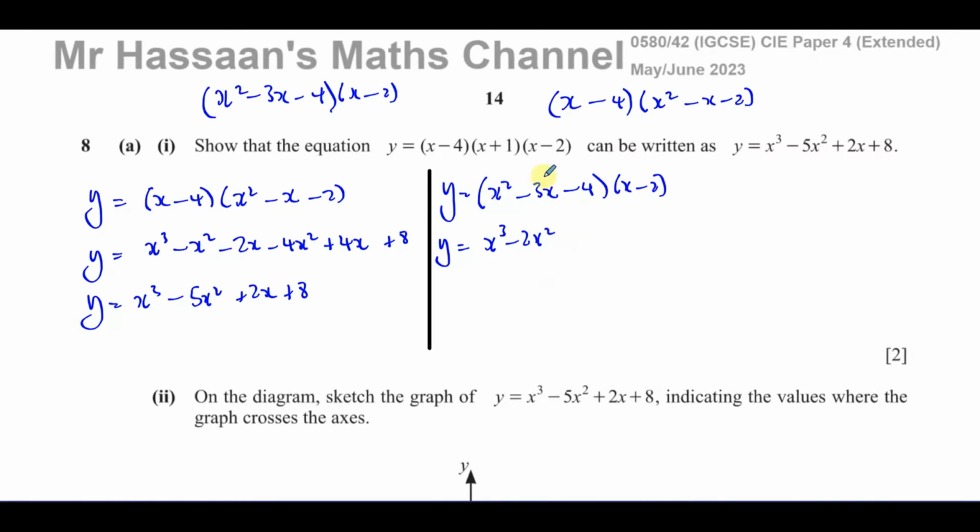So this is x cubed minus 2x squared minus 3x squared minus 6x, plus 6x. Be careful, minus 3x times minus 2 is plus 6x, minus 4x, and plus 8. So hopefully this gives us the same thing. x cubed, minus 2x squared minus 3x squared is minus 5x squared, and plus 6x minus 4x is plus 2x, and you're left with plus 8. So you see we get the same thing.